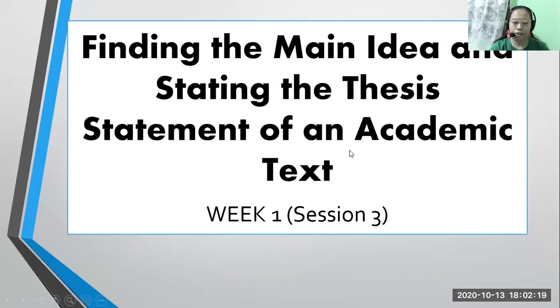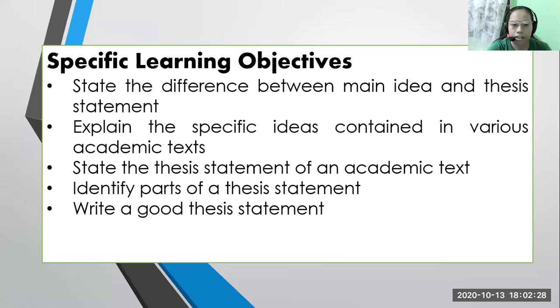Okay, our topic for today is all about finding the main idea and stating the thesis statement of an academic text. For our specific learning objectives, at the end of this lesson, you're expected to state the difference between main idea and thesis statement, explain the specific ideas contained in various academic texts, state the thesis statement of an academic text, identify parts of a thesis statement, and then lastly, write a good thesis statement.